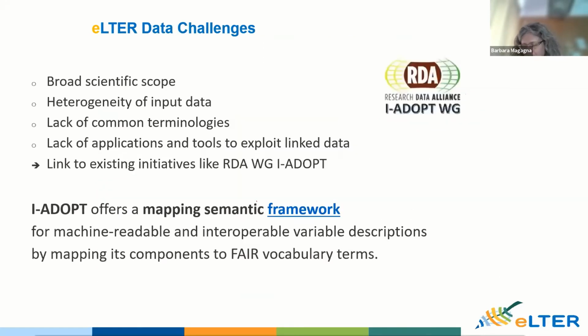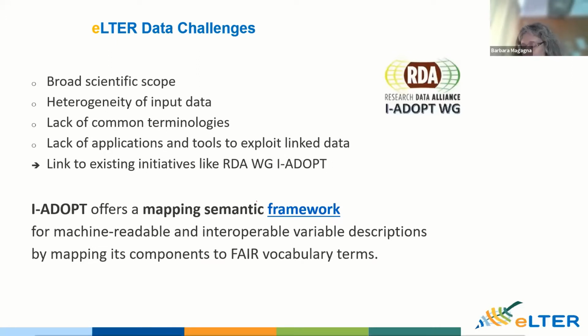Next slide, please. The big data challenges eLTER has to approach are the broad scientific scope, the heterogeneity of the input data, the lack of applications to exploit linked data. And furthermore, we will have to represent the variables of the standard observations with EnvThes. This is the semantic backbone of the eLTER network. And for this purpose, we have to extend EnvThes in such a way that it is interoperable with other semantic descriptions of other research infrastructures.